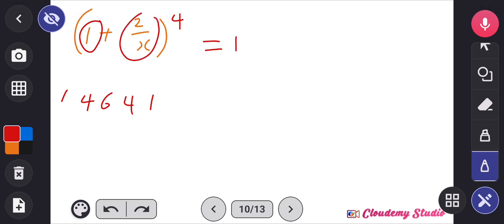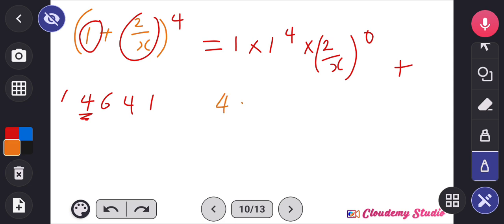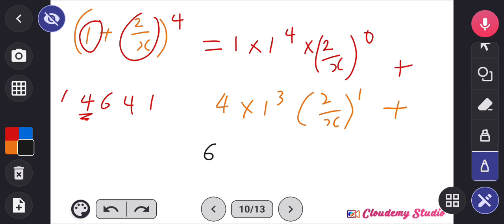That will be equals to 1 multiplied by 1 raised to the power of 4, and multiply by 2 divided by x. Everything is power of 0, right? Plus the next one is 4, right? 1 4 6 4 1. It will be 4 multiplied by 1 raised to the power 3, then 2 over x raised to the power 1. Plus the next one is 6. That will be 6 multiplied by 1 raised to the power 2, right? That's 2 divided by x raised to the power 2.